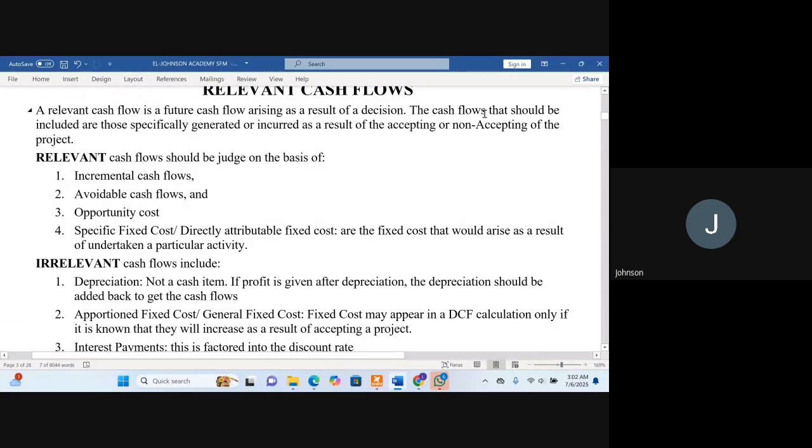The cash flows that should be included are those specifically generated or incurred as a result of accepting or not accepting the project. So the cash flows are specific to those generated or incurred as a result of accepting or not accepting the project. So let's look at them now.